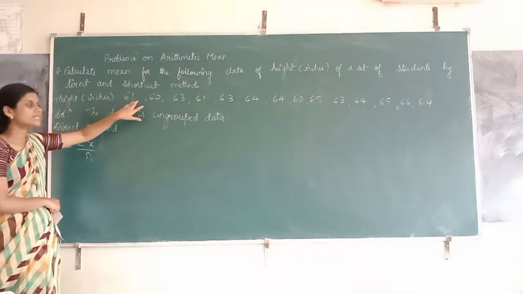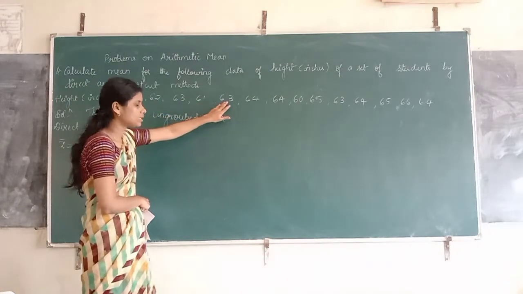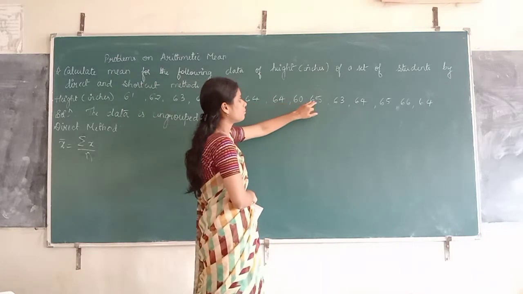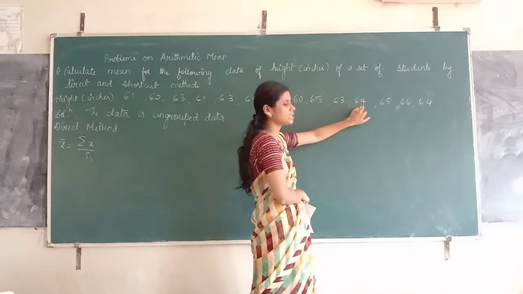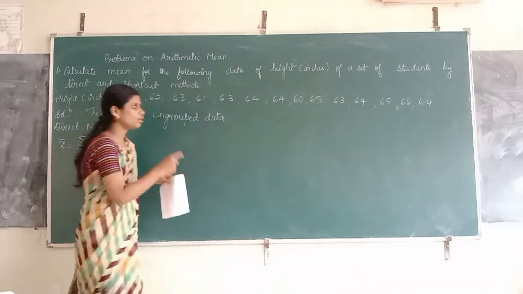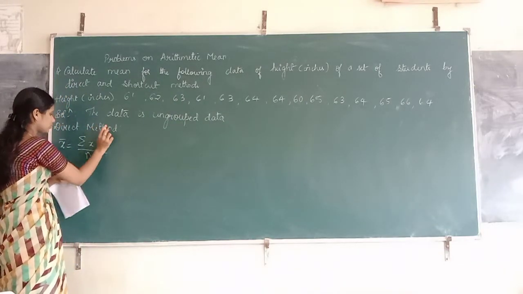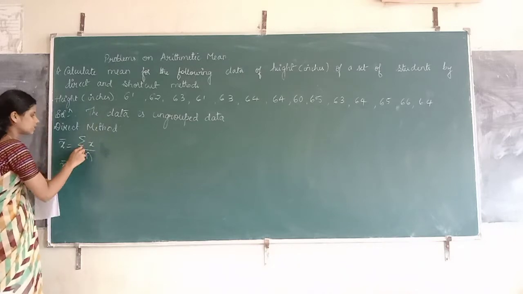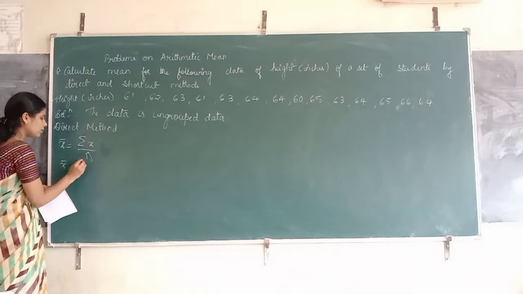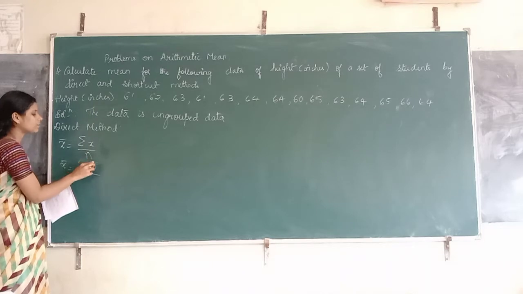So you are going to add 61 plus 62 plus 63 plus 61 plus 63 plus 64 plus 64 plus 60 plus 65 plus 63 plus 64 plus 65 plus 66 plus 64. When you add all the values, the total comes to, so x bar is equal to summation of x. When you add all the observations, the total will be 885 divided by n. N is nothing but number of observations.